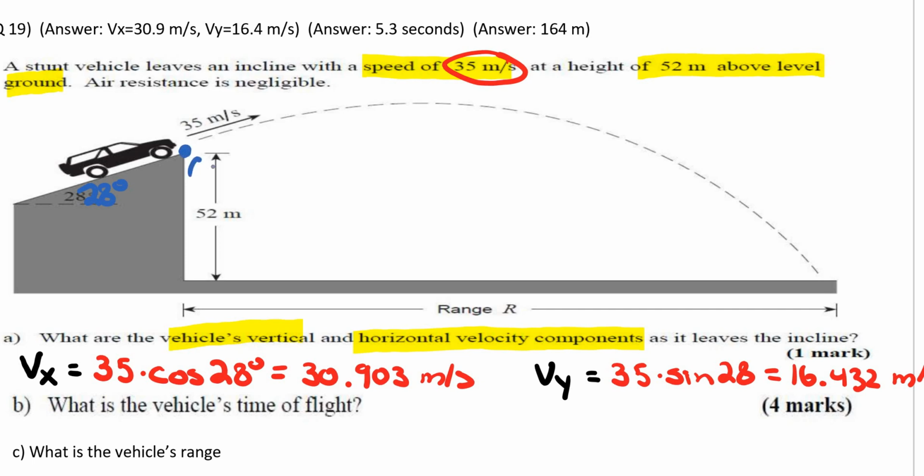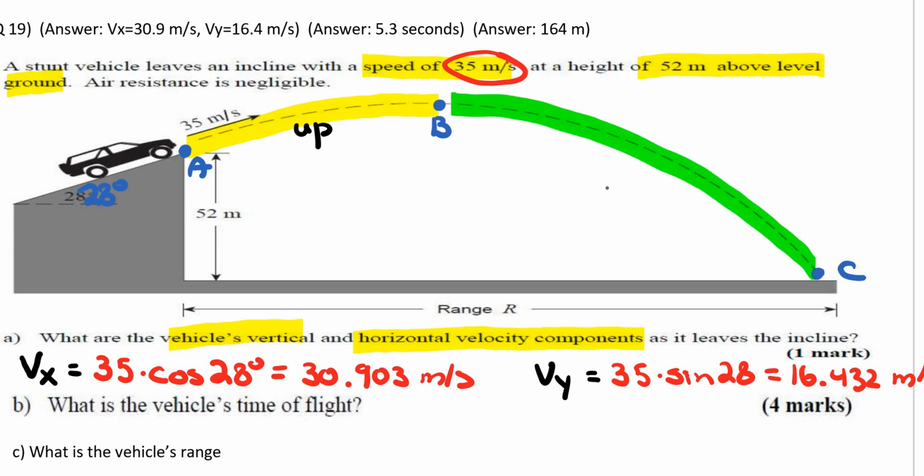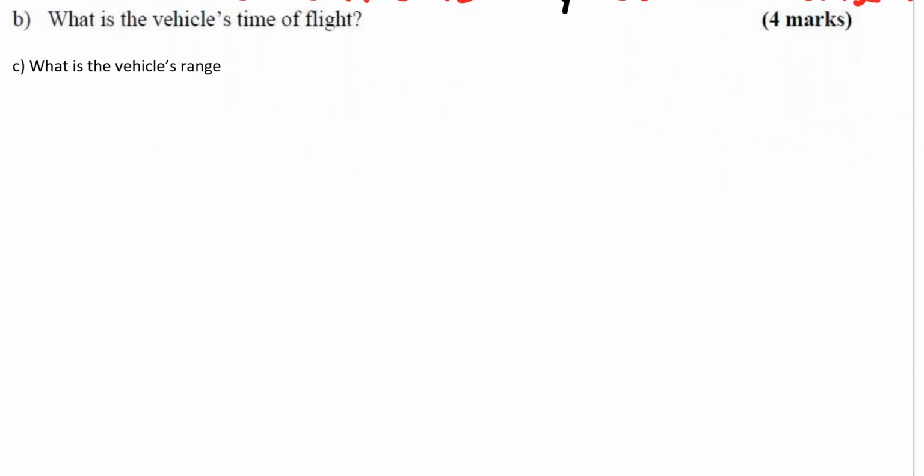We start at position A, then we get to a maximum position at B, and then we finally end at position C. So we need to find the time it takes from A to B, which is going in the upwards direction, and then we need to find the time from B to C, which is going in the downwards direction. A few calculations are needed to find the time of flight for this projectile question.